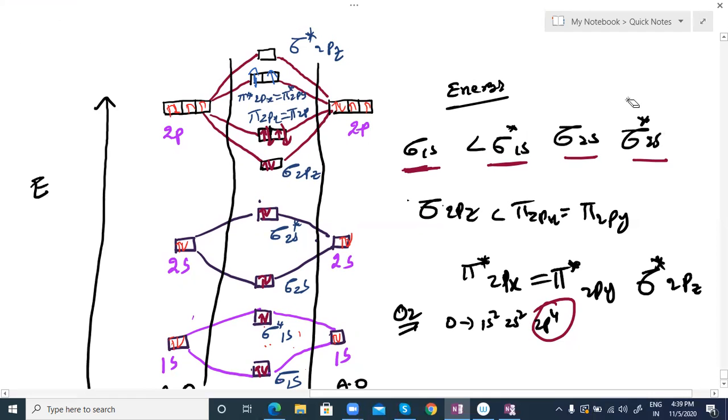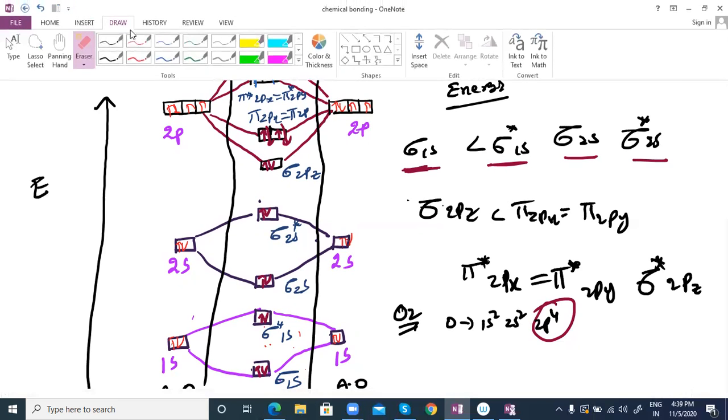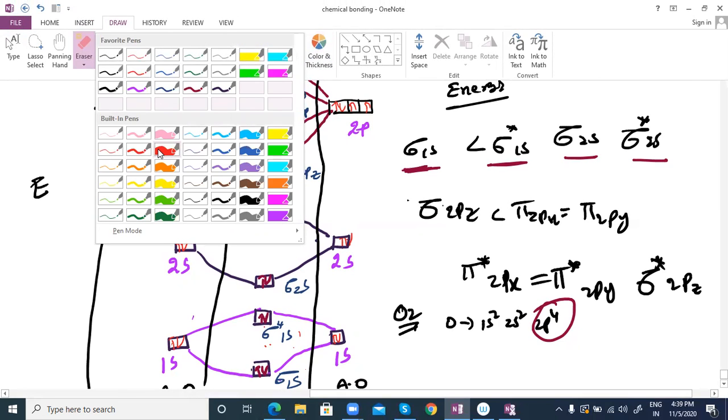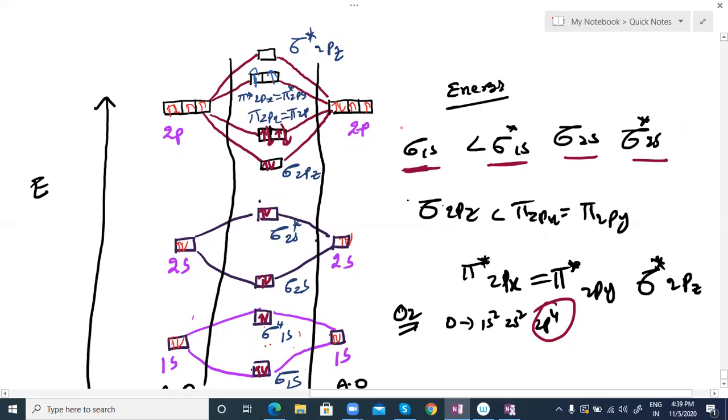Now I am filling the electronic configuration with respect to the diagram. The configuration you can also see here. So the same thing we can get from the diagram. You can check it: sigma 1s2. Already we got it, sigma 1s2. You can check it here, bottom to top you can write.